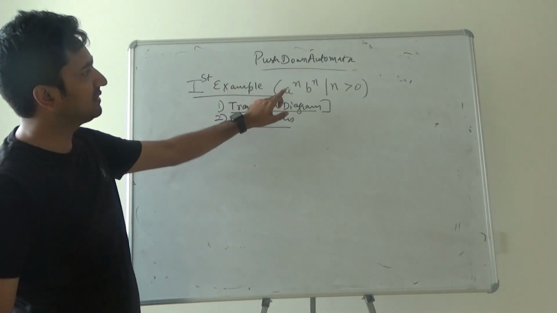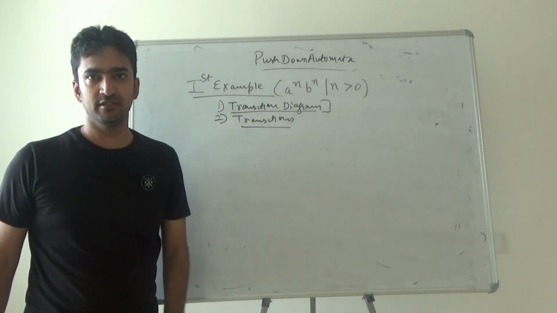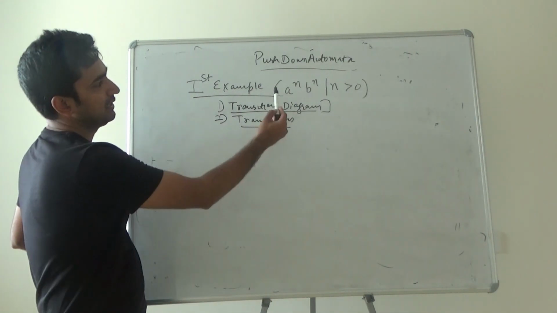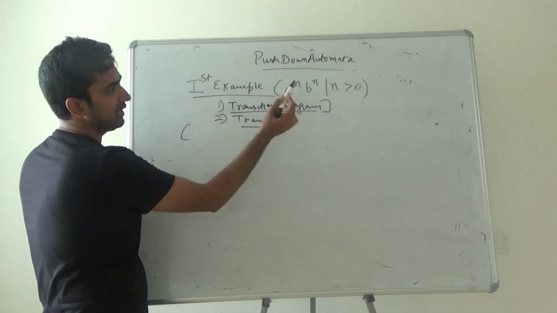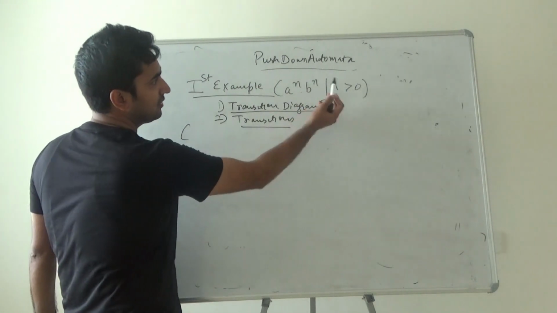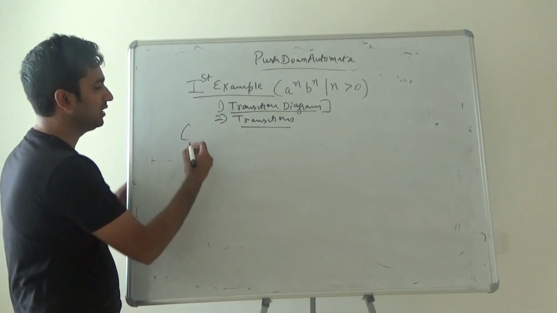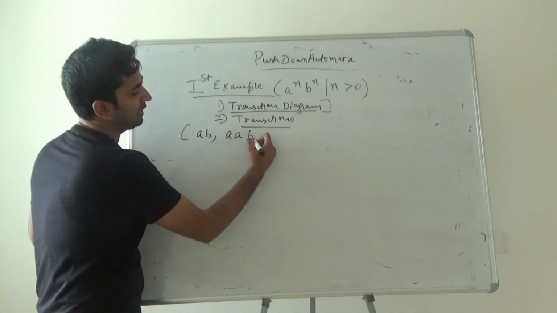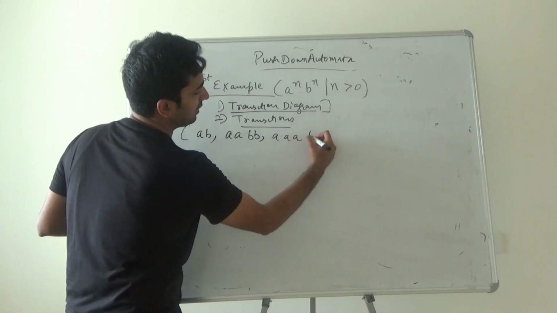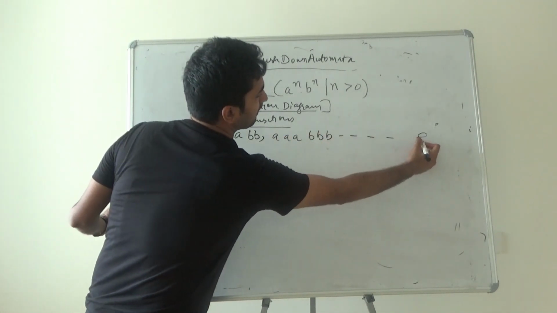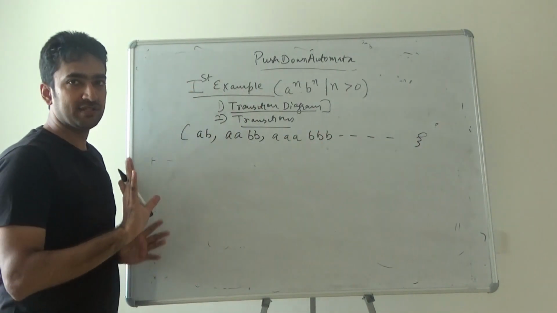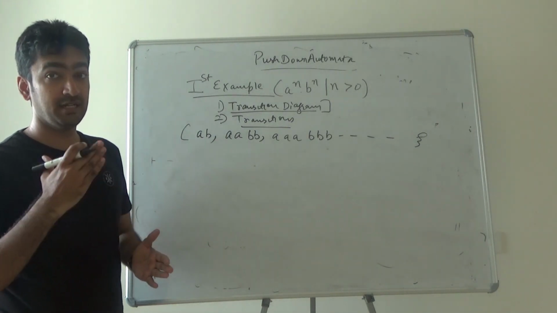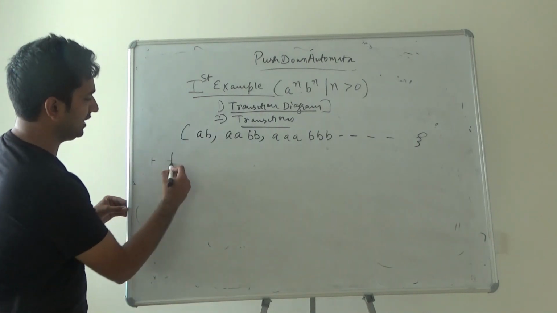The first example is a^n b^n, n greater than 0. Try to understand what this question says. If I have a string a^n b^n with n greater than 0, it means the minimum answer would be ab, right? It can have double a, double b, it can have triple a, triple b, and so on. Now the concept will basically evolve with the concept of pushdown automata and stack. So I am creating a stack.